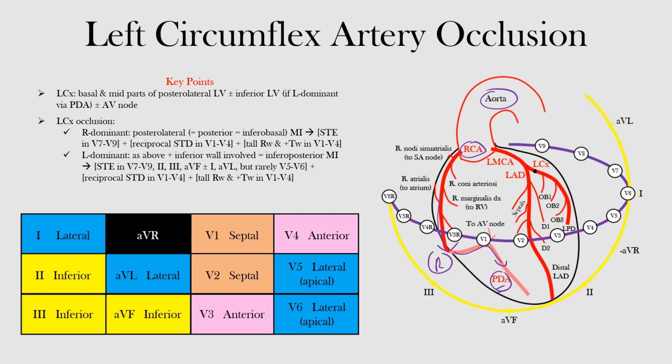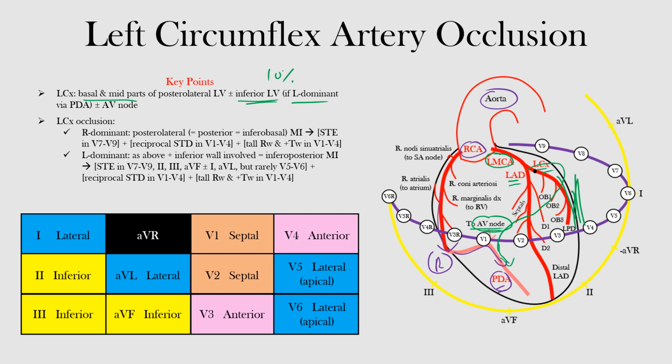So again, here's your left main coronary artery coming off our aorta. It gives rise to the LAD as well as the left circumflex. And in the left dominant system, the left circumflex will come around the back and give rise to our PDA that will supply the inferior portion of the left ventricle, as well as sometimes supplying the AV node. Okay, so again, left circumflex: basal and mid parts of the posterolateral left ventricle, this region over here, as well as sometimes the inferior wall in about 10% of patients if they have that left dominant system, and also sometimes the AV node as well.